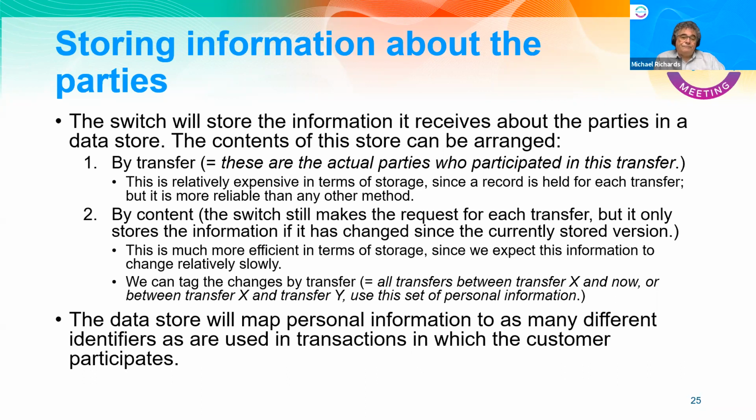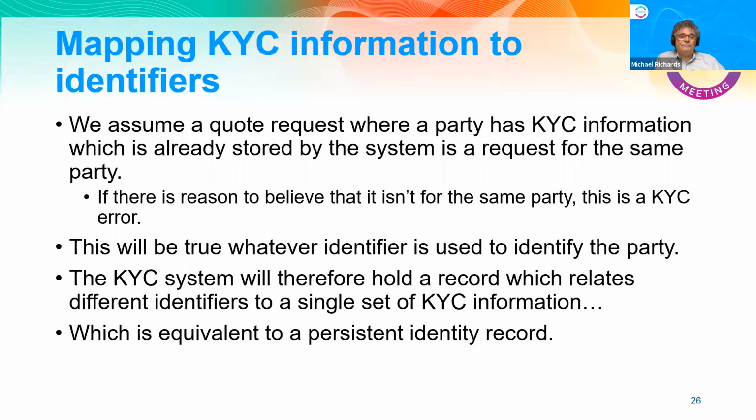And we can store it by content. So we can say this set of information was used to justify these transfers. The data store will obviously map this personal information to as many different identifiers as are used in transactions in which the customer participated. So we will also, using this, be building up a record of the different identifiers which are associated with a particular set of KYC information, which may be interesting and valuable information in itself.